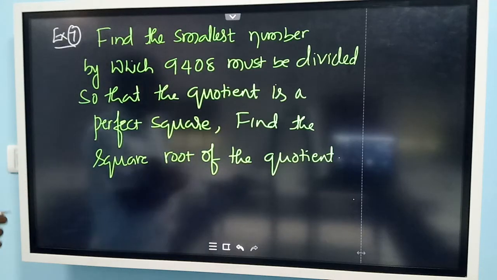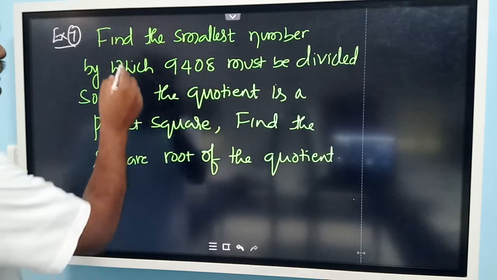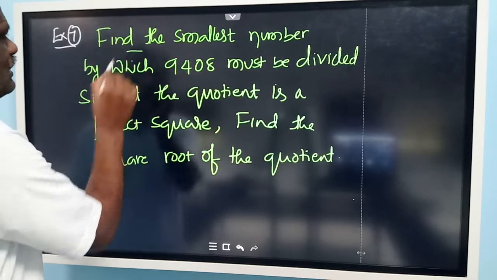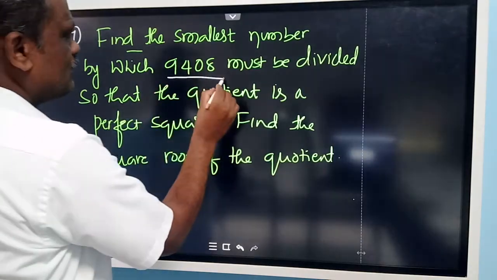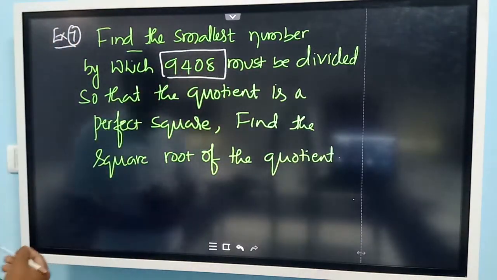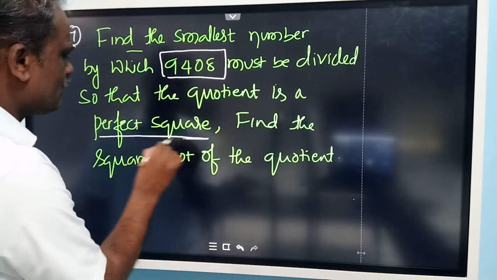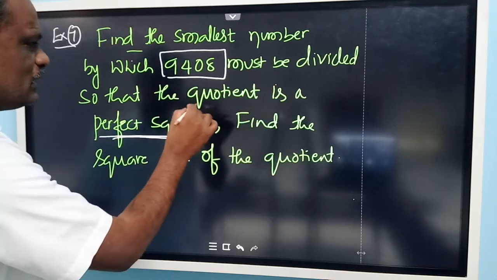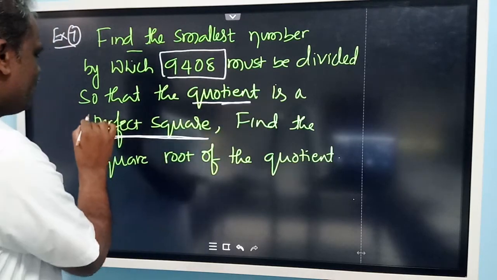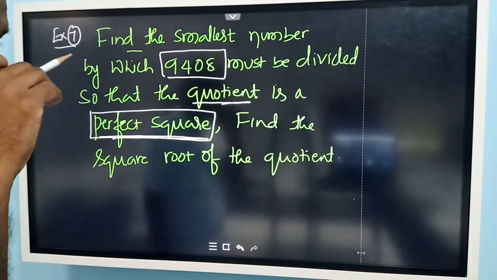Six is done. Let us go to example 7 now. In this example 7, the question is: find the smallest number by which 9408 must be divided so that the quotient becomes a perfect square number. After dividing by the smallest number, whatever quotient you get must become a perfect square number. Then find the square root of that quotient.